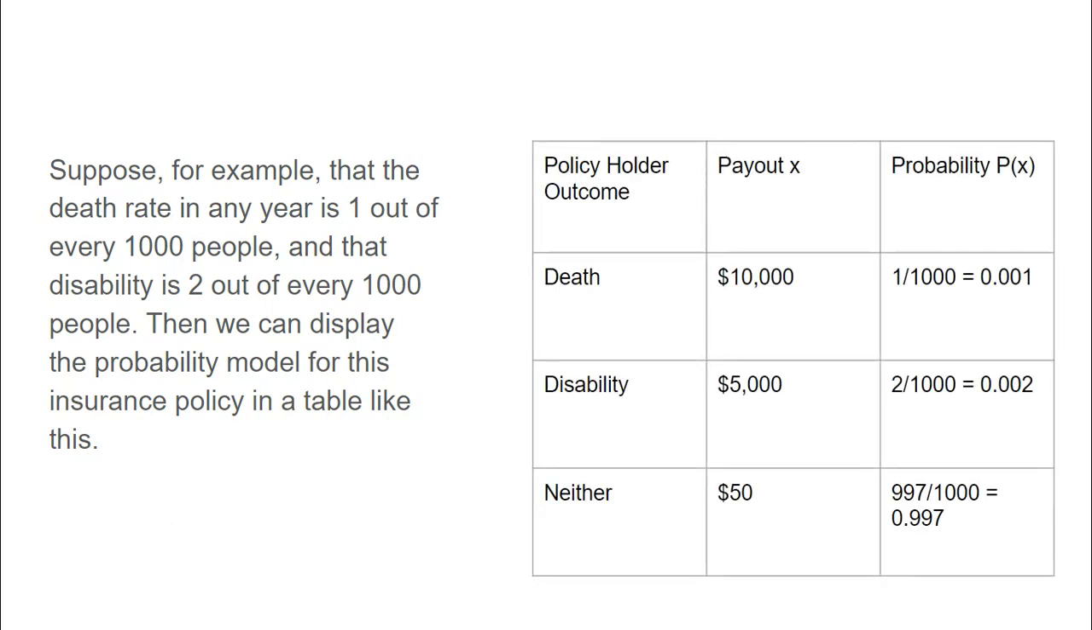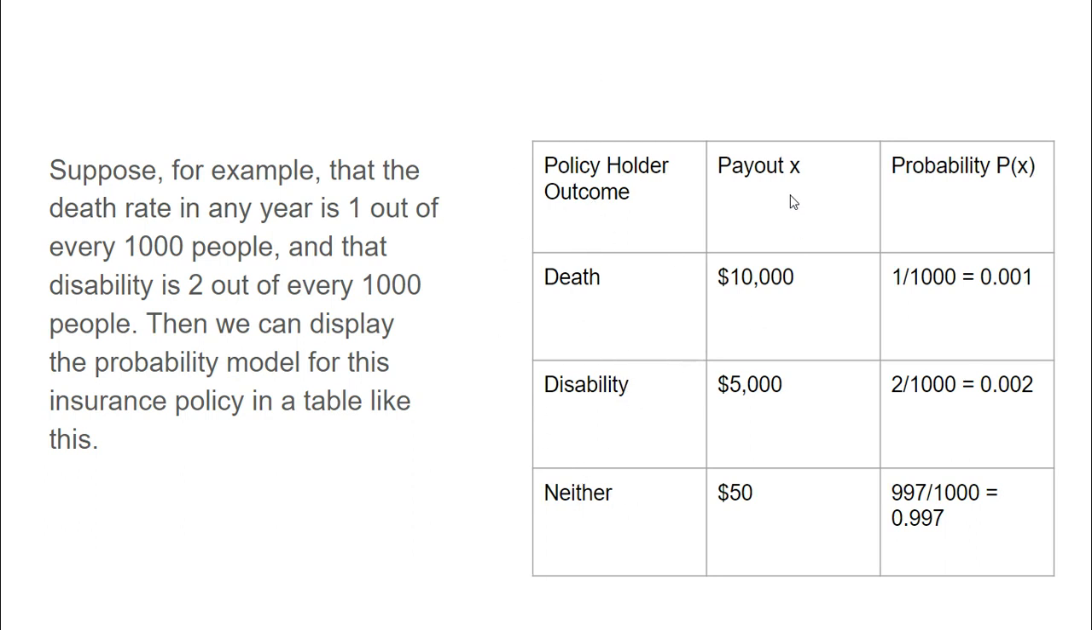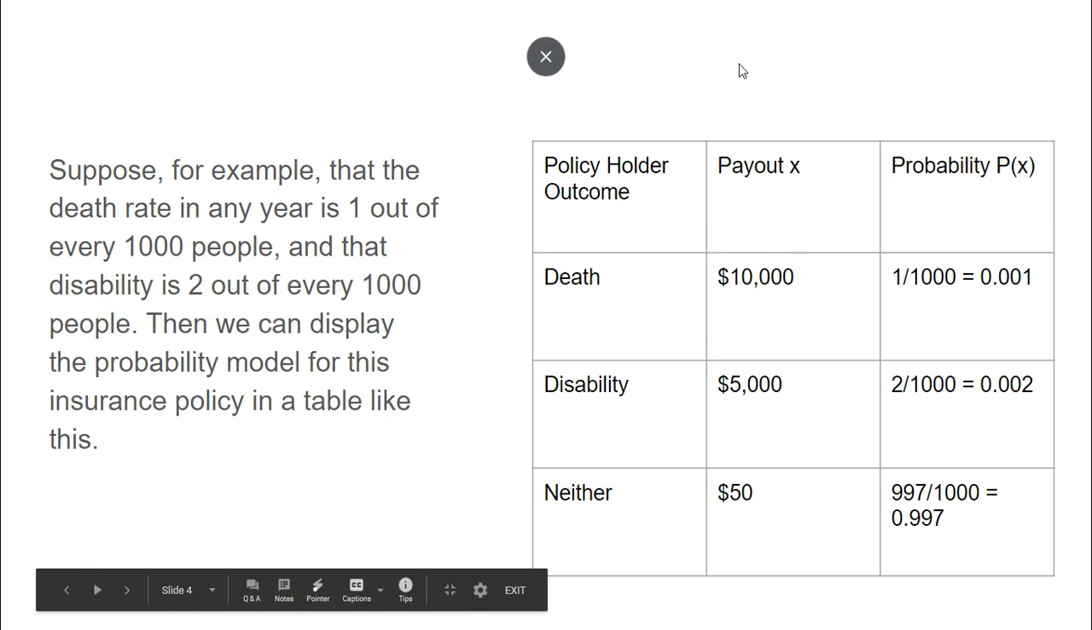Suppose, for example, that the death rate in any year is 1 out of every 1,000 people, and that disability is 2 out of every 1,000 people. We can display this in a table like this, where this is the outcome. These are basically things in the sample space, the things in the Venn diagram. And this is the amount that's attached to it.